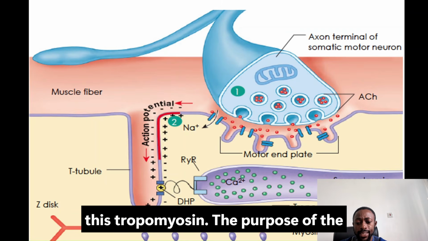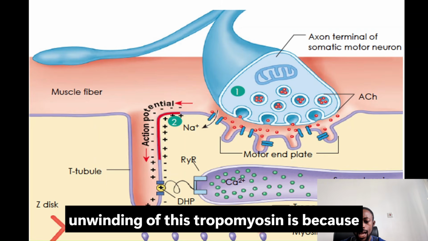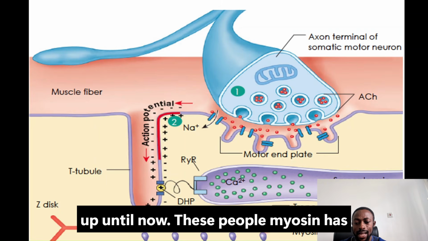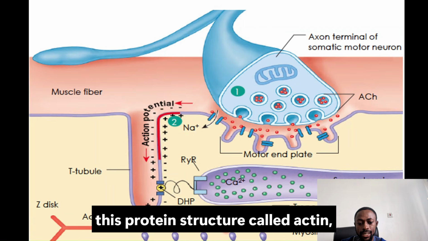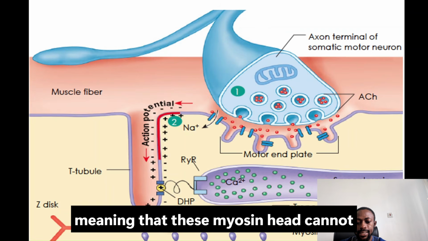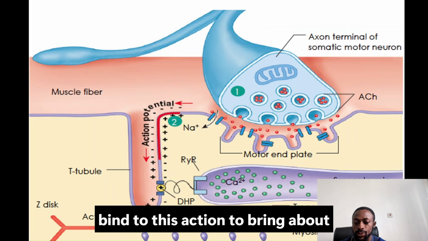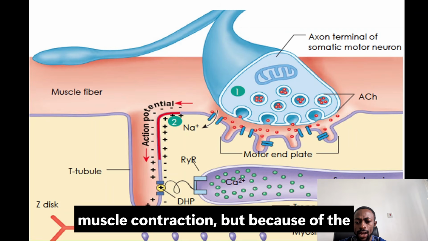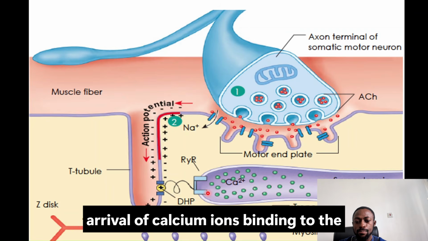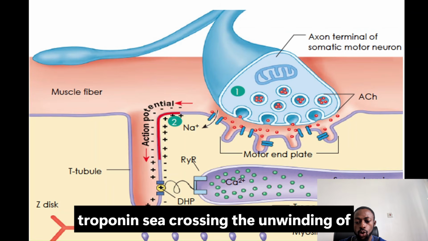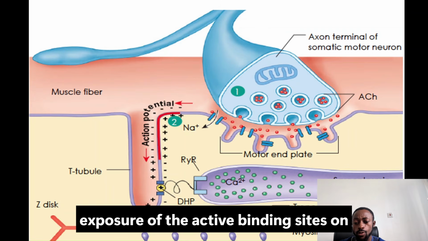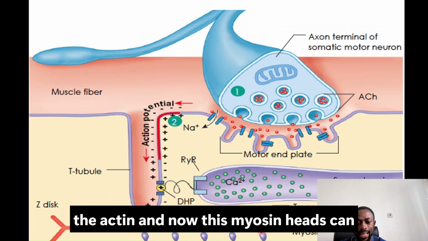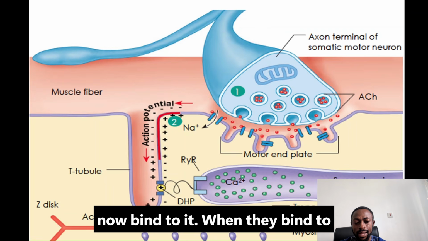The purpose of the unwinding of this tropomyosin is because up until now, this tropomyosin has covered all the active binding sites on this protein structure called actin, meaning that this myosin head cannot bind to this actin to bring about muscle contraction. But because of calcium ions binding to the troponin C, causing the unwinding of this tropomyosin, there is the exposure of the active binding sites of the actin. And now, these myosin heads can bind to it.